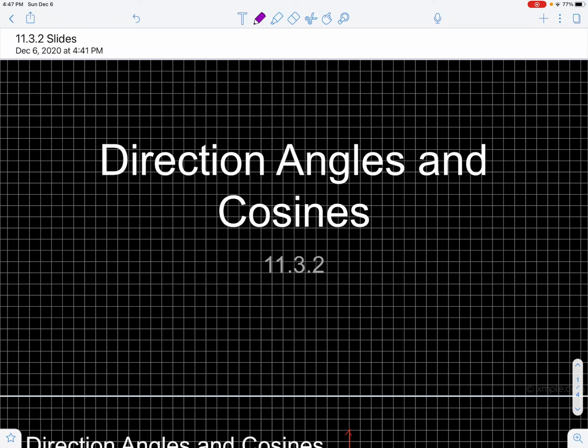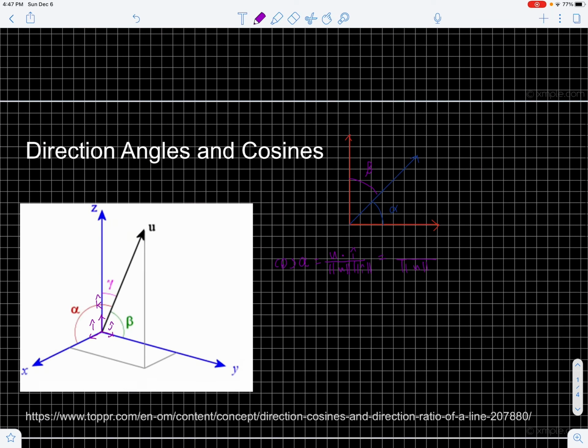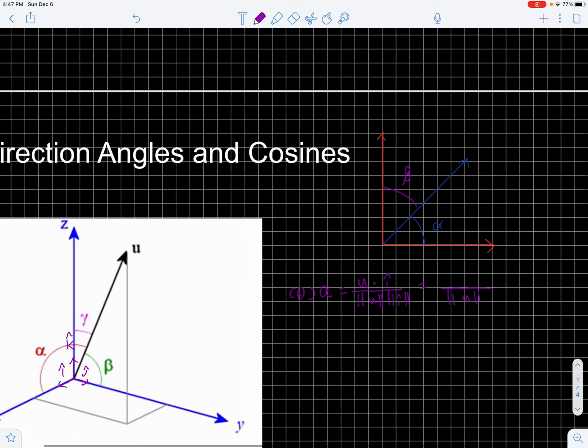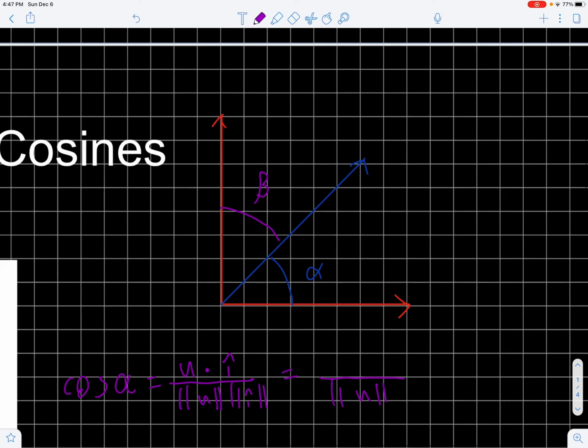All right, take number 3, direction angles and direction cosines. Alrighty, direction angles and cosines.